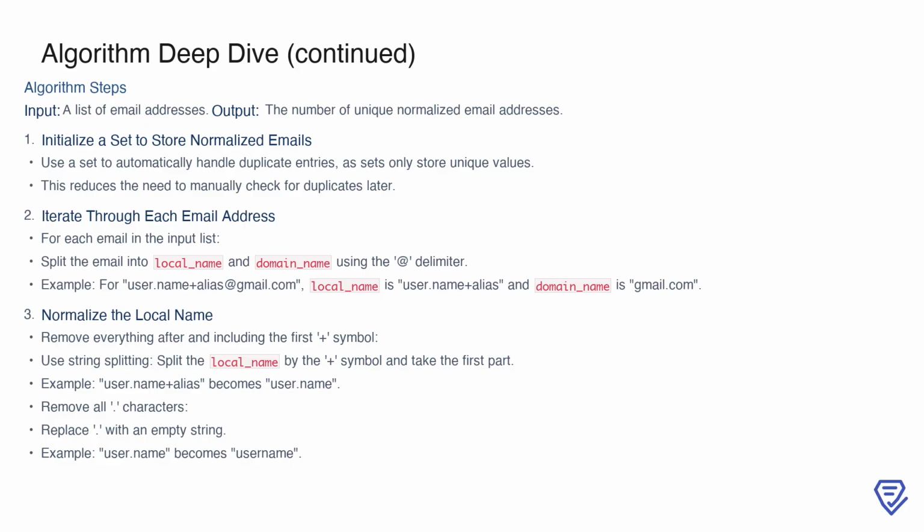Next, we iterate through each email in the input list. For each email, we split it into two parts, the local name and the domain name, using the @ symbol as the delimiter. For example, in the address user.name+alias@gmail.com, the local name is user.name+alias, and the domain name is gmail.com. Once we've separated these components, we can begin normalizing the local name.